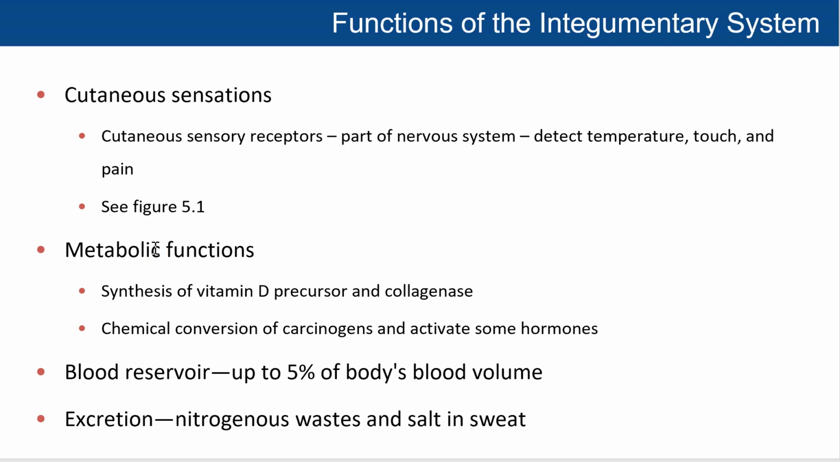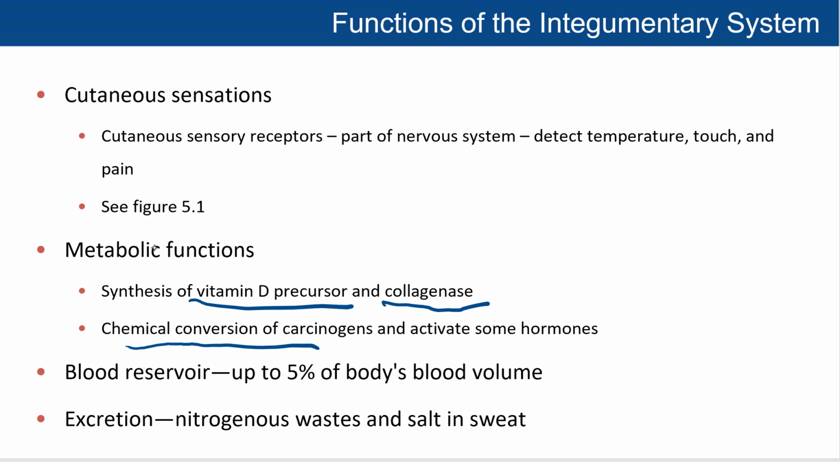Skin is also involved in metabolic function. Your keratinocytes produce vitamin D precursor on exposure to UV radiation from the sun, and the keratinocytes are also able to produce the enzyme collagenase, and they can convert the chemical carcinogens and activate some hormones. These are some examples of the metabolic function of the skin.